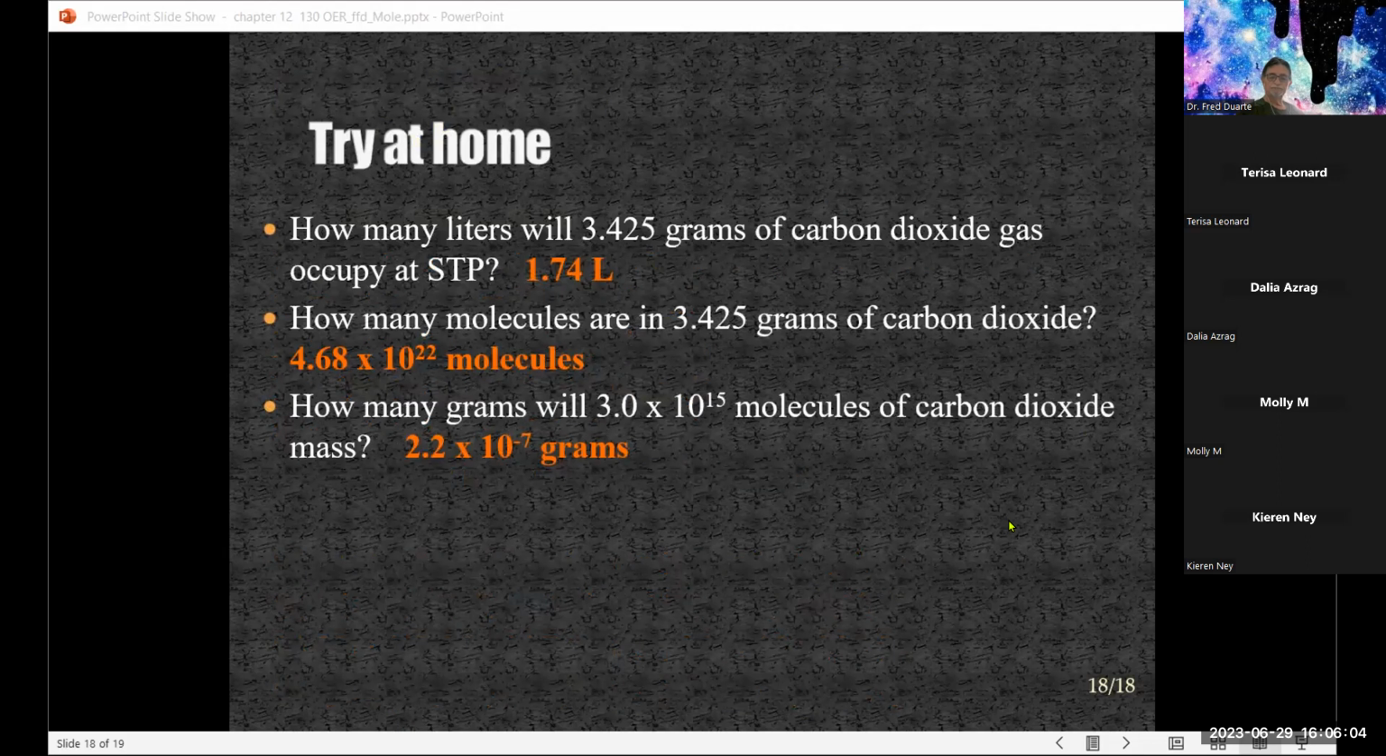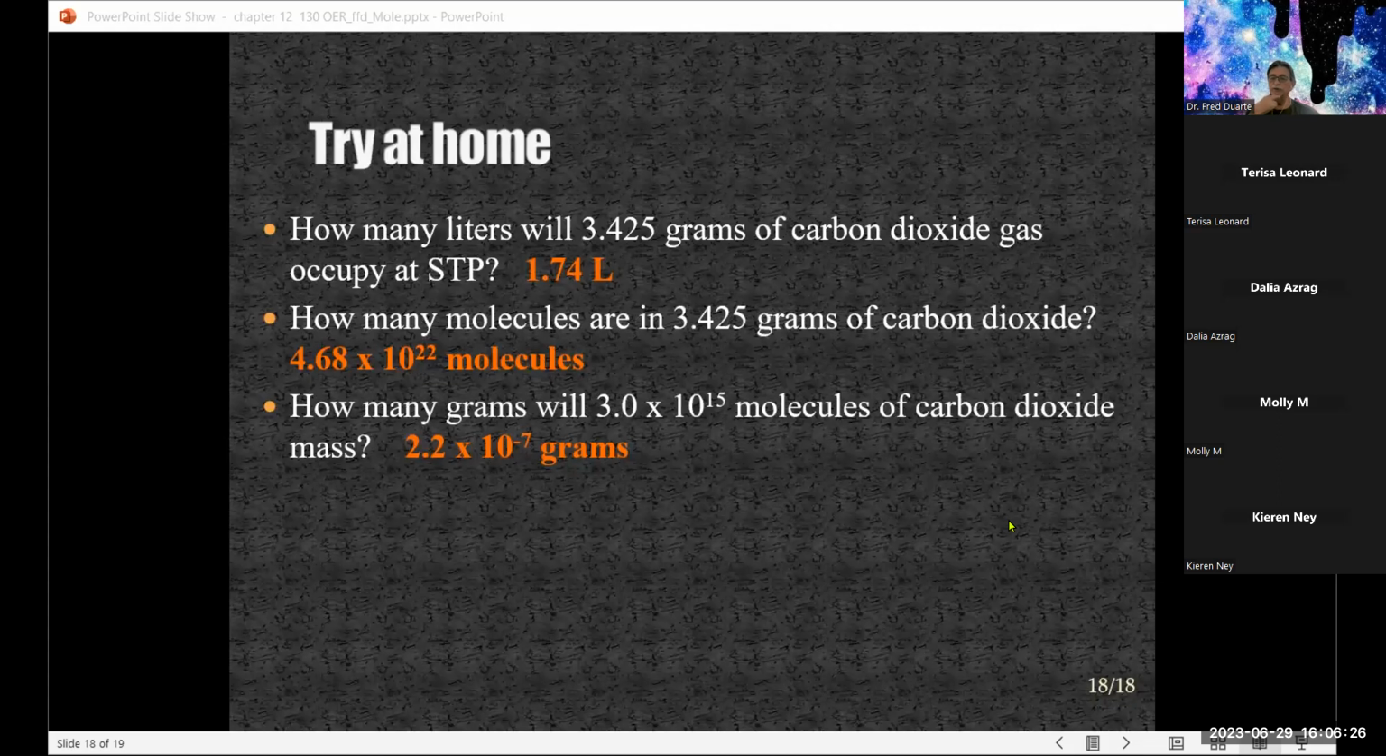So with that, try these at home. We can talk about them next time. How many liters will 3.425 grams of carbon dioxide gas occupy at STP? You should come up with 1.74 liters. Okay, set the problem up and see if you can come up with that number.